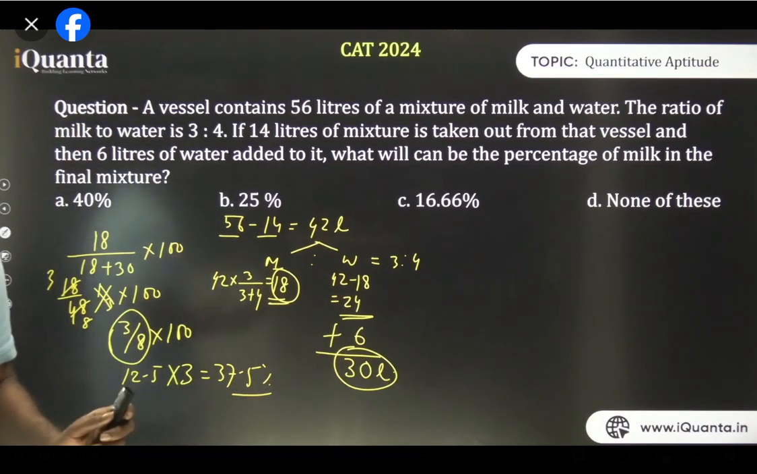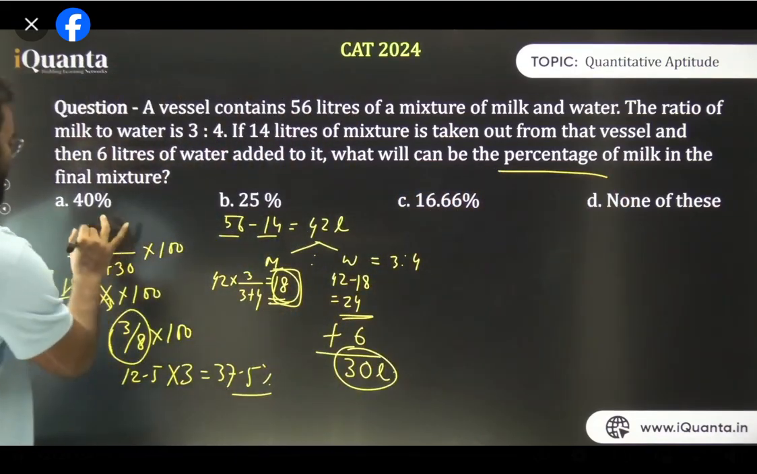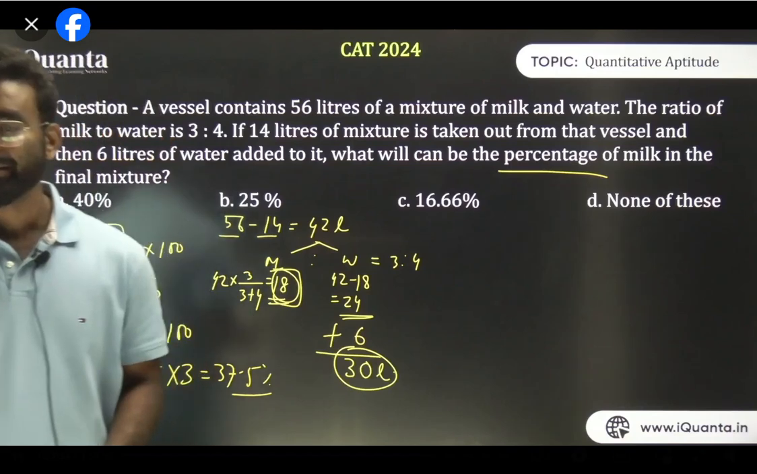Why 18 upon 48? Because 18 is the amount of milk, and I need to find the percentage of milk. So 18 is the milk, and 30 is the water. So the total is 18 plus 30. That's it.